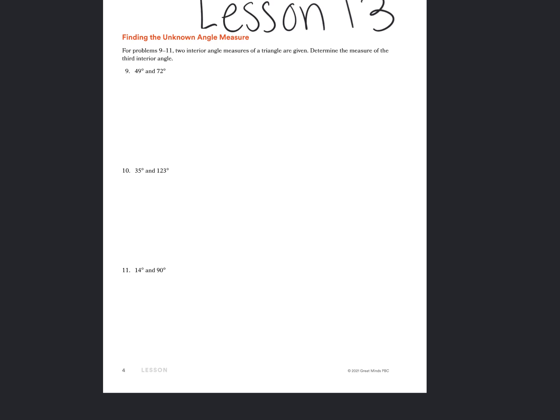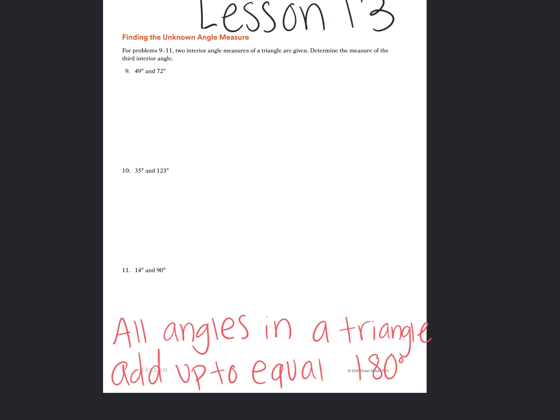So for lesson 13, we're starting angle sum of a triangle. We know that to start, a straight line is how many degrees? 180. Same thing for a triangle. All angles inside of a triangle add up to 180 degrees. So all angles in a triangle add up to equal 180.